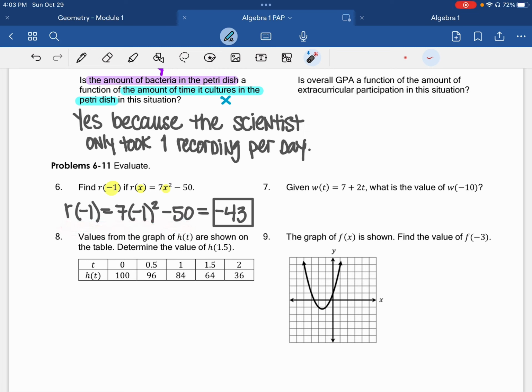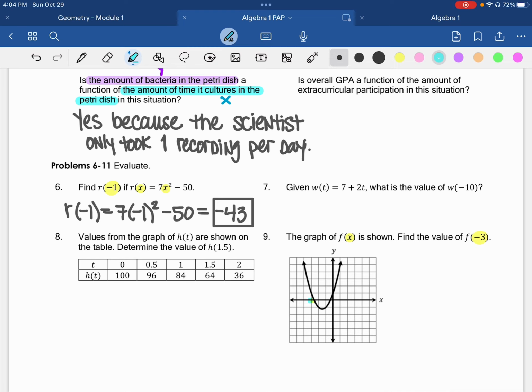I also want to go ahead and do question number 9 because a bunch of us on the assignment were not doing question number 9 completely correct. It is just a substitution once again, and so we're going to look for our x value of negative 3. We are going to find our x value of negative 3 on our graph, which is this point right here.